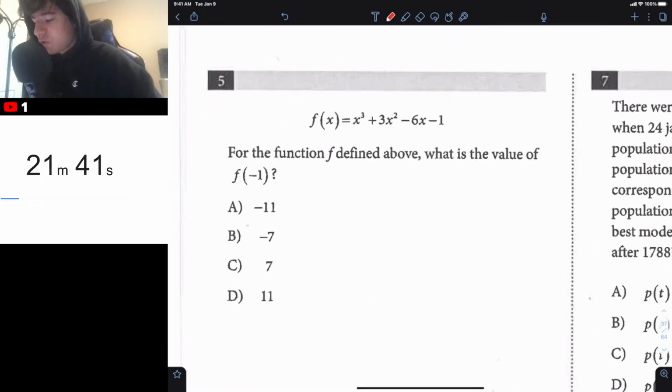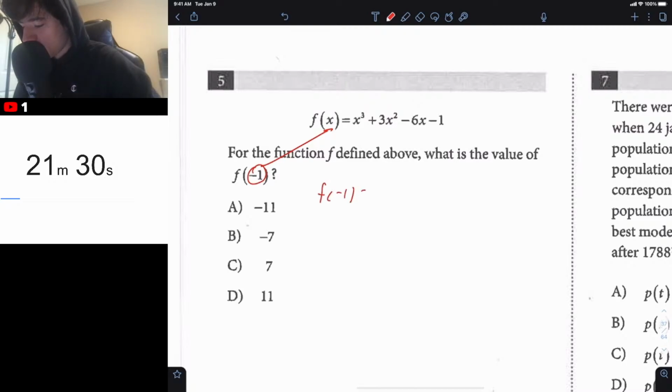For the function f defined above, what is the value of f of -1? Okay, look at that. -1 is where the x is supposed to be, so all we've got to do is plug in -1 for x. So f of -1 is equal to -1 cubed plus 3 times -1 squared minus 6 times -1 minus 1. Cool.